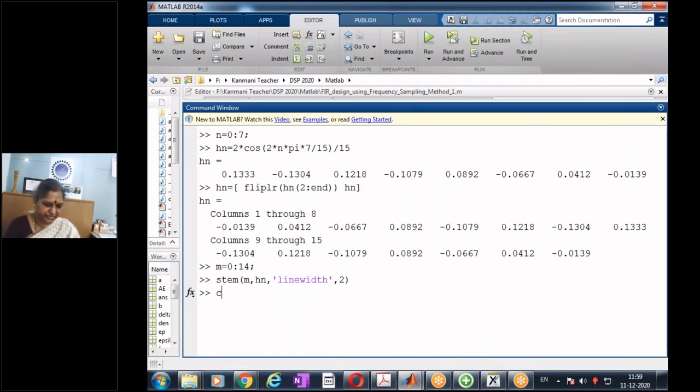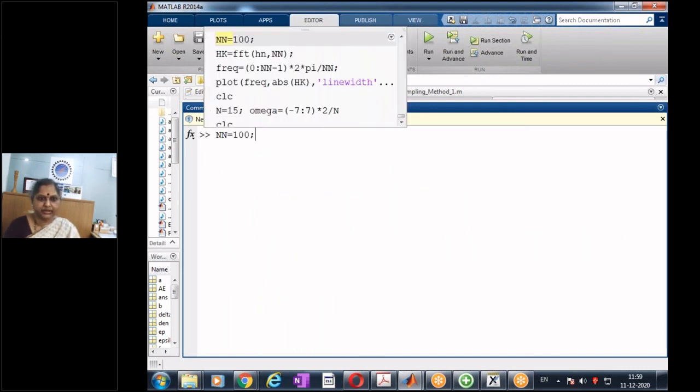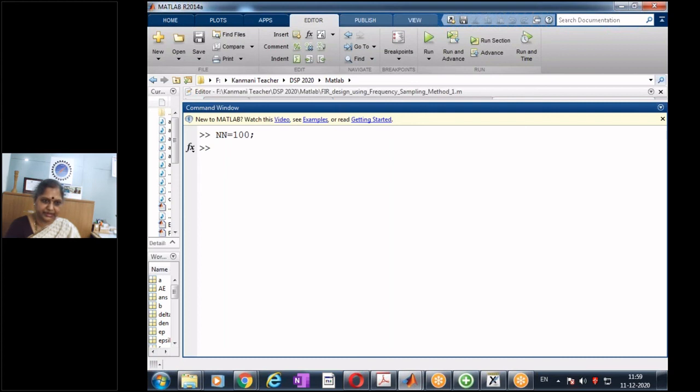So we have obtained h of n, and now let us take N as, say, 100. And then I have my frequency spacing, which goes from 0 to 100 minus 1, scaled over 2 pi. And to compute the frequency response, the N point DFT of my sequence, I compute the DFT of my designed filter h of n of length N. And then I get it.